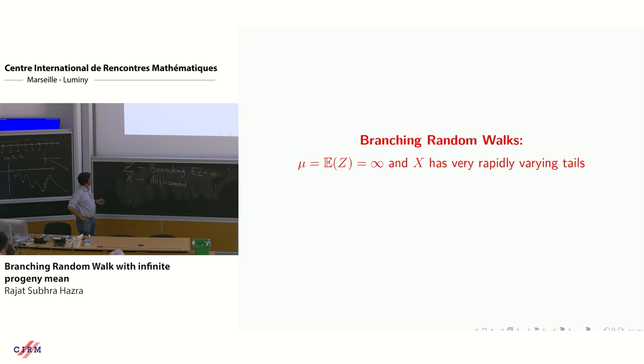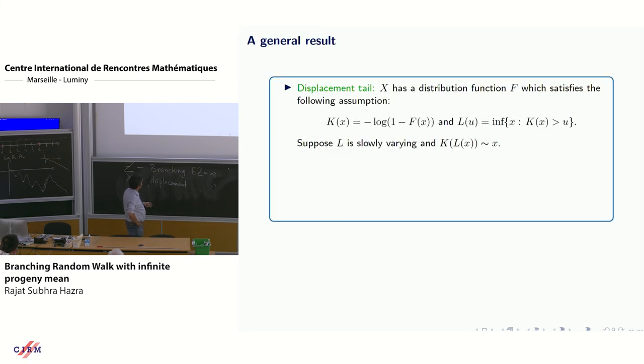Okay, so now what we consider is a question which the referees asked. What can you say about very rapidly varying tails? I'll explain what I mean by very rapidly varying tails. So our branching is the same. The displacement random variable now is, again, we take the log of the tail of the displacement, and we assume that L, which is the left continuous inverse of K, is slowly varying. So this is sort of the r equal to 0 case.